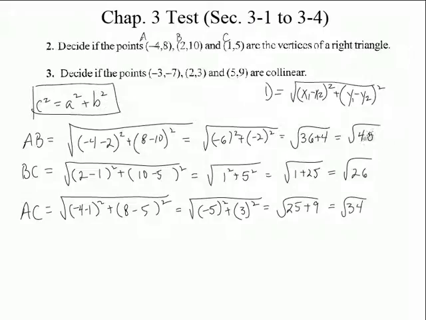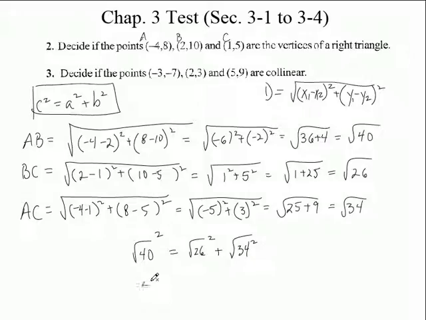Take C as the longest side. Which one is the longest side here? It's the square root of 40. So the square root of 40, and what do we do to it? We square it. Now we compare it to the two smaller ones, squared and added up. So this is the square root of 26 squared plus the square root of 34 squared.